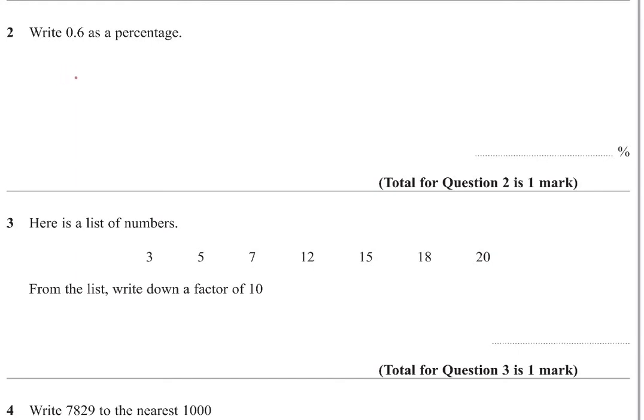Right, decimals to percentages. Now the basic rule is times by 100. So 0.6 times by 100 is just 60%.